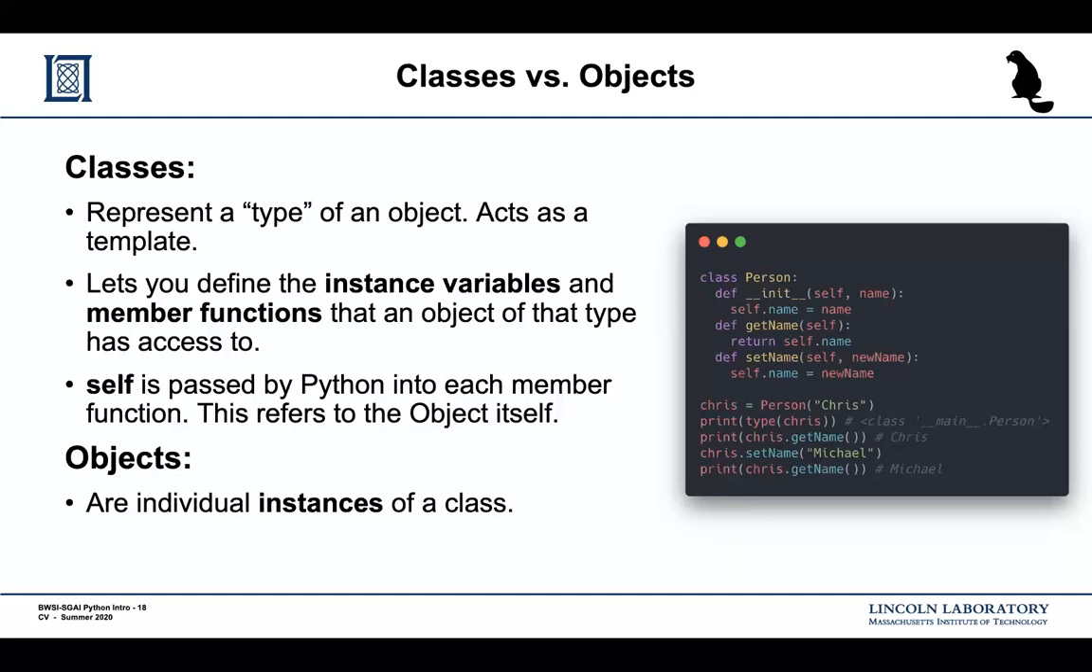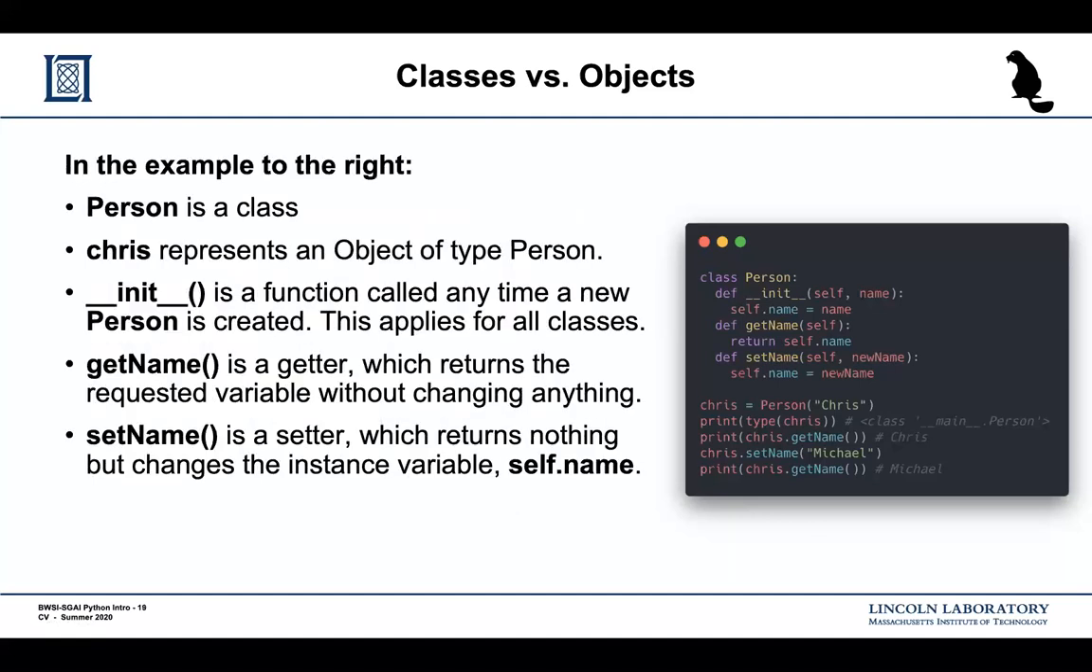So objects then are individual instances of a class. If I made, in the example here, a person Chris, like me, the type of that is the class. And then the Chris.getName function returns Chris. Now, if I set my name to Michael, which would be crazy because my name's Chris, and then get that name, the name returns Michael.